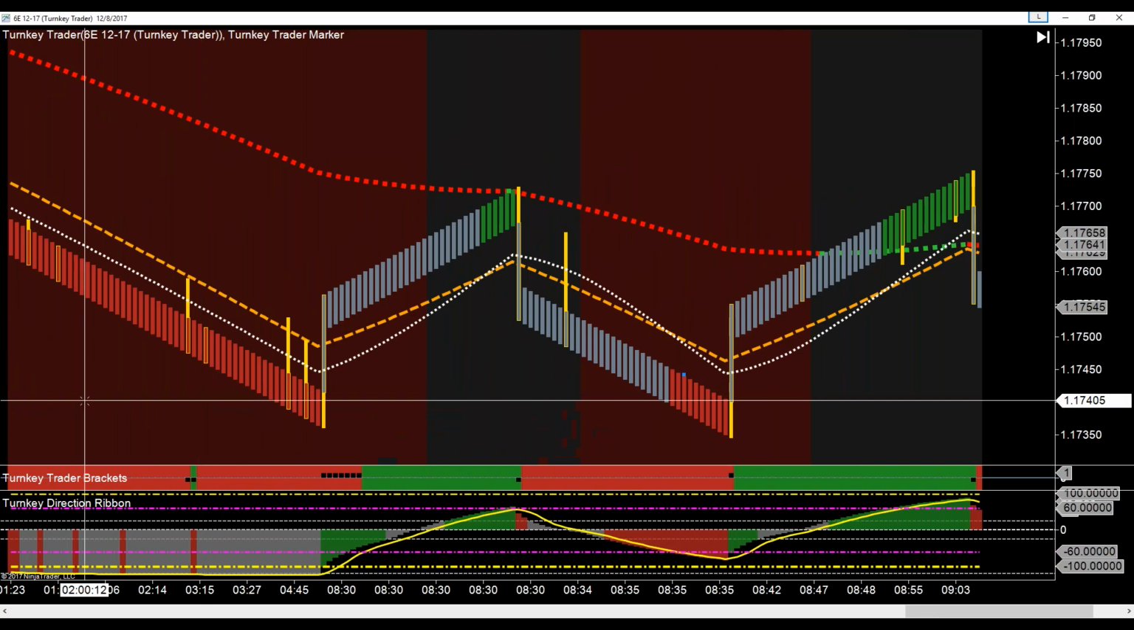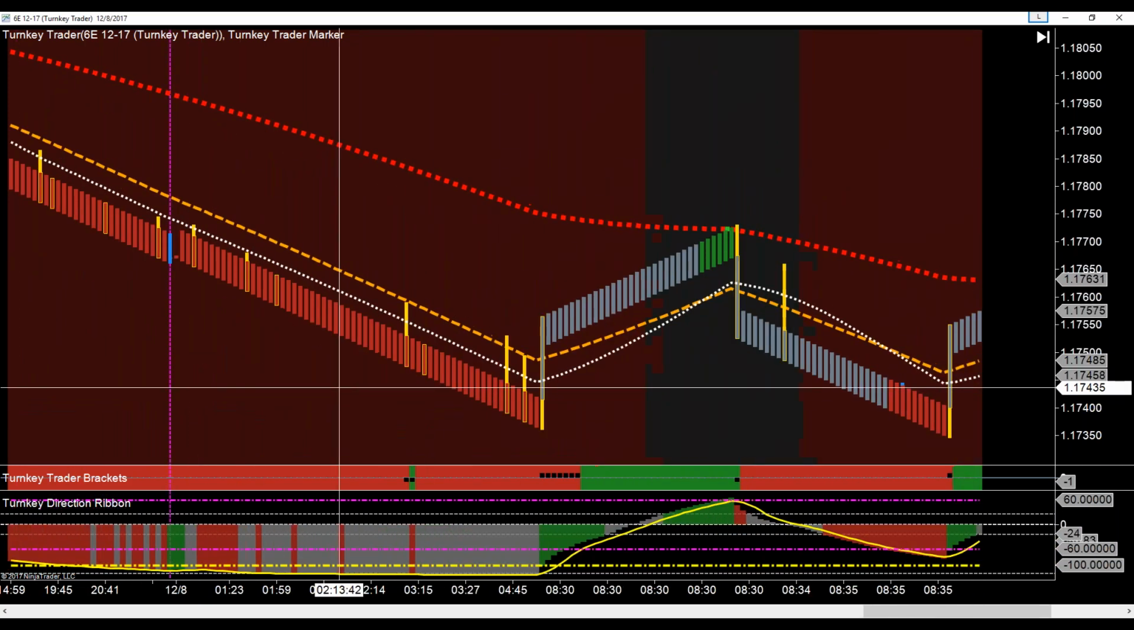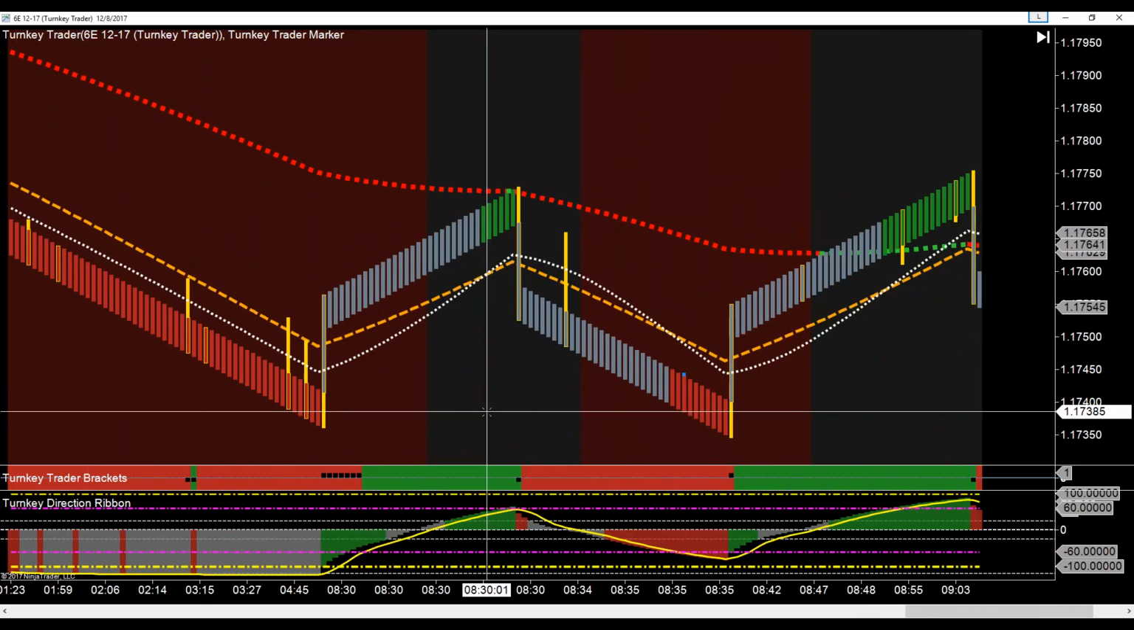It could, but from my experience, the 6E just really moves too slow to present a lot of trades. It might be one of those markets where you pop it up on the side and, if none of the other markets are doing anything, just check it out. You might catch a couple extra trades a week on it. But when I was watching it, it moved really, really slow.